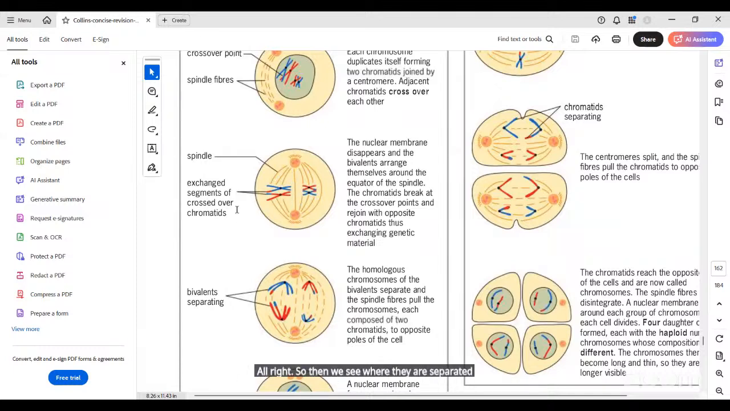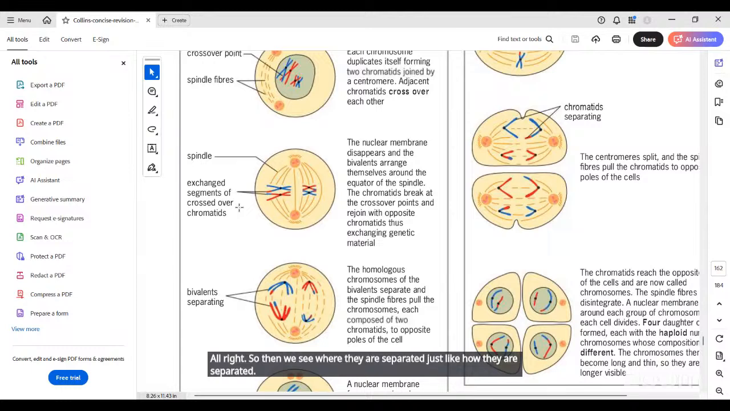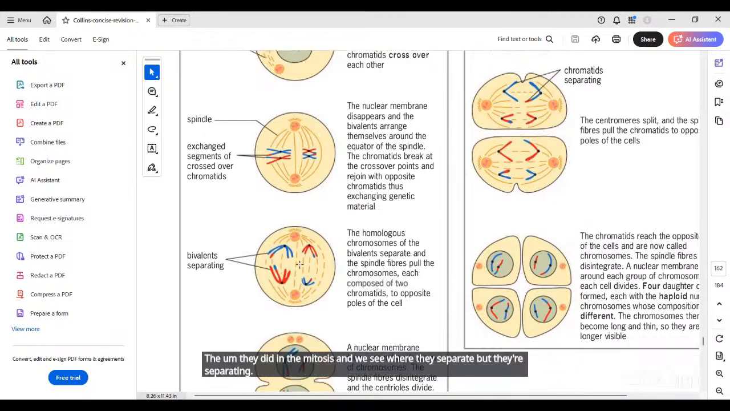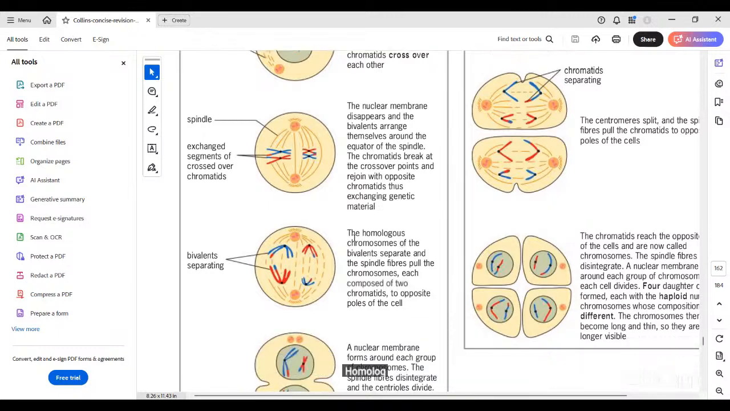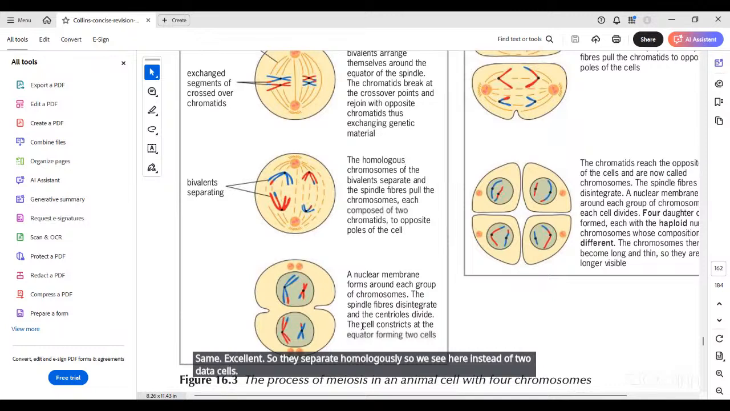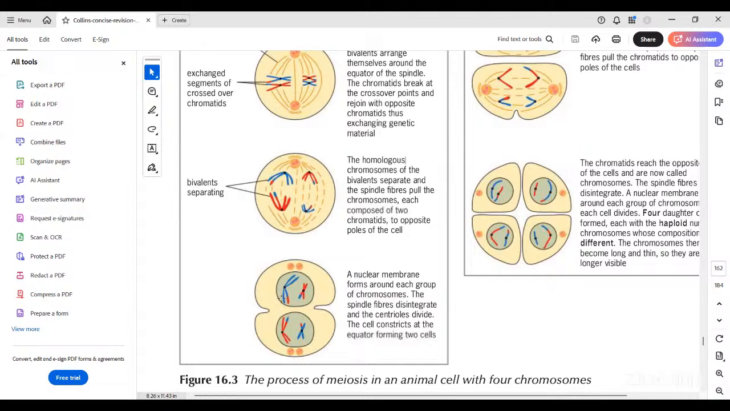Just like they did in mitosis, we see where they separate. But they separate in homologous pairs. What does homologous mean? The same. Excellent. So they separate homologously. So we see here, instead of two daughter cells, how many daughter cells? Four. So we see four in each.